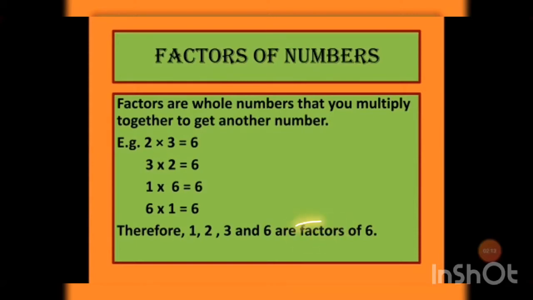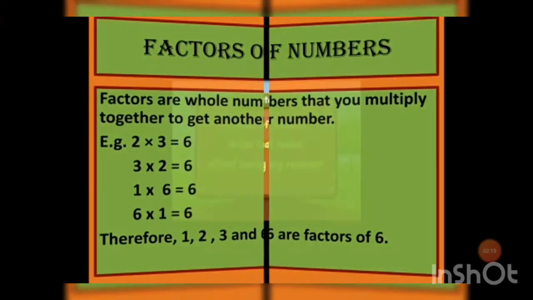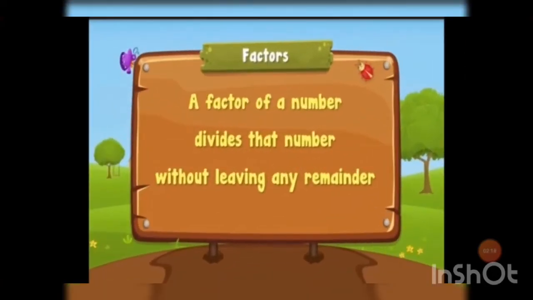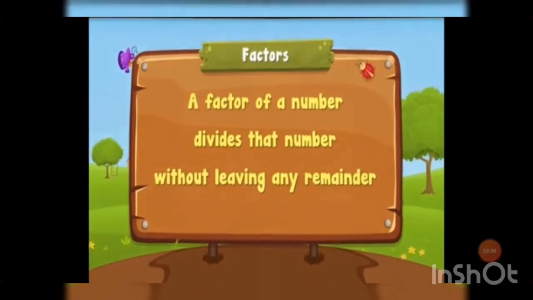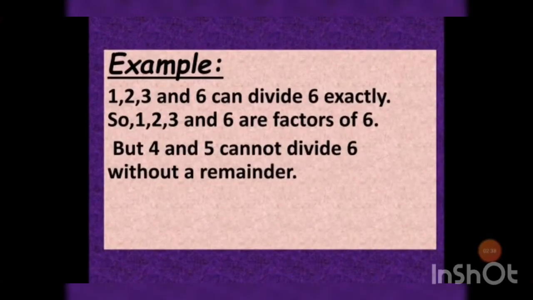What other way can we define what a factor is? Let's find out. A factor of a number divides that number without leaving any remainder. Did you see? A factor of a number divides that number without leaving any remainder. Now let's see some examples. So you have 1, 2, 3, and 6. They can divide 6 exactly.